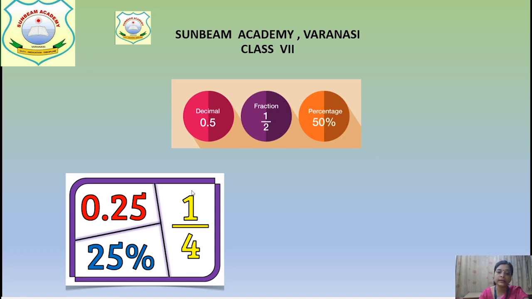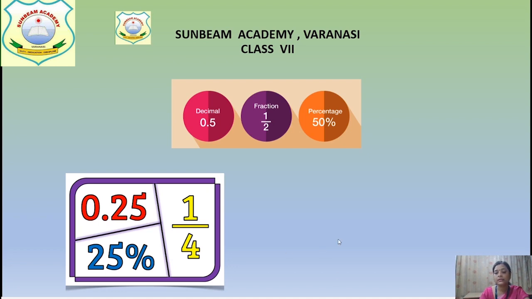And if you write it in fraction, this is 1 by 4. Okay, 25%, 1 by 4. If you divide into 4 equal parts and take one part, then one part will be treated as 1 by 4 in fraction.